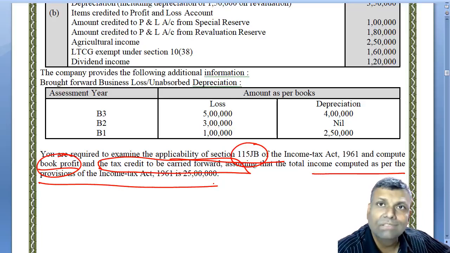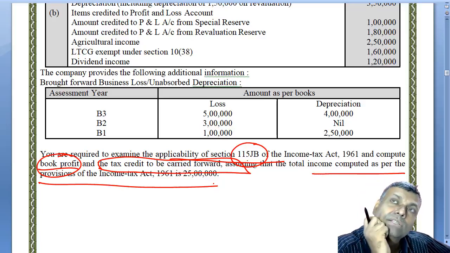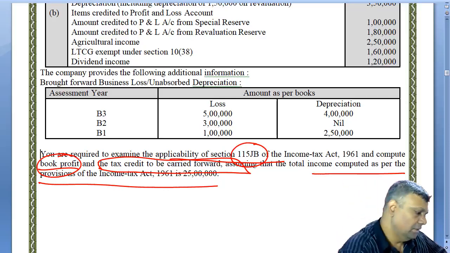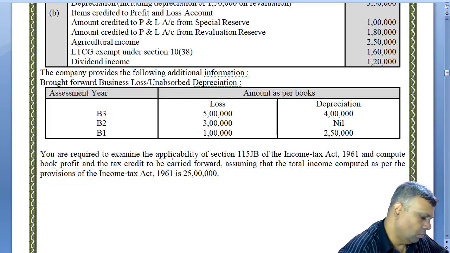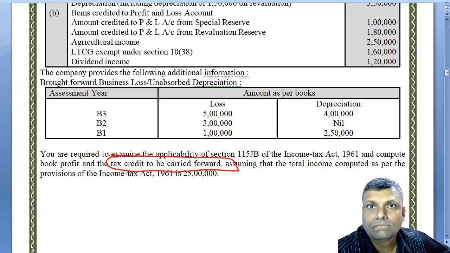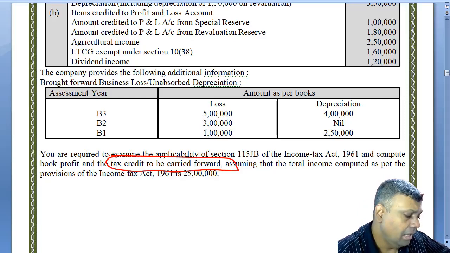Now, this particular question does not print that you do tax liability calculation. So students will wonder, oh, should I do the tax liability working or not? But the answer is that you have to do it. You have no choice, because see what the question has told: you have to find out the tax credit to be carried forward. How can you get the tax credit carried forward without calculating the tax liability? That is the number which you have to give in your answer, the amount of the tax credit to be carried forward in this question.